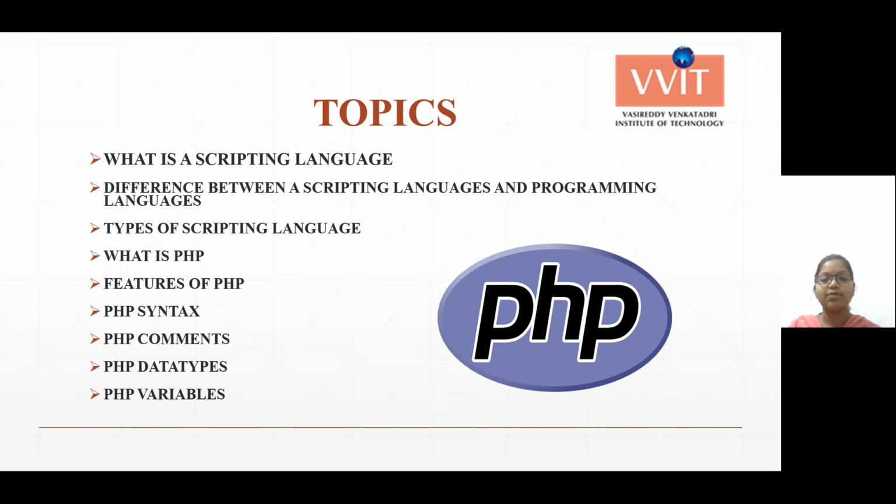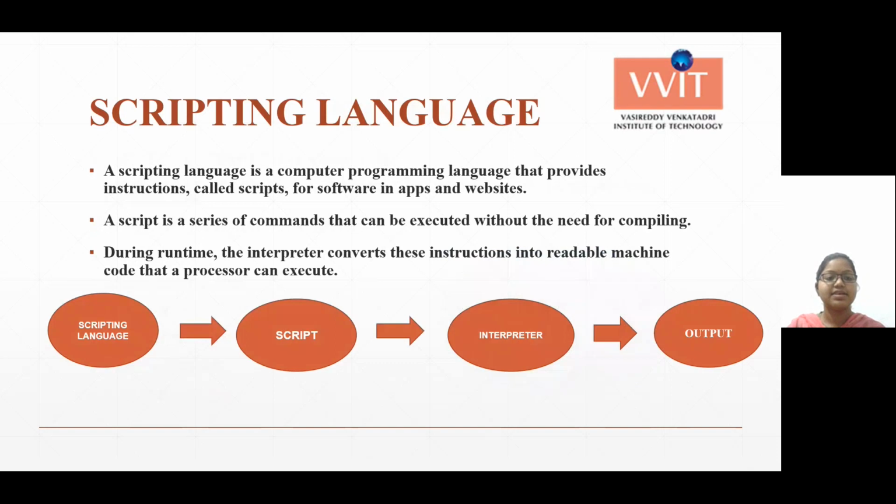As PHP is a scripting language, let's see first what is a scripting language and under which type of scripting language PHP falls, and then move on to PHP. First, let's see what is a scripting language. A scripting language consists of a series of commands, and these commands are called scripts. And these scripts, without the need of compilation, will be converted into the machine code with the help of an interpreter and produce the output.